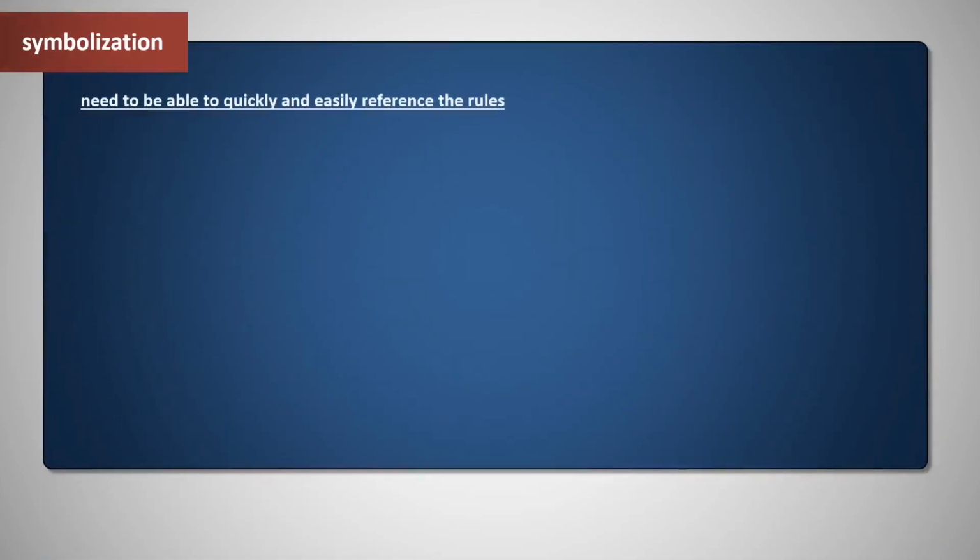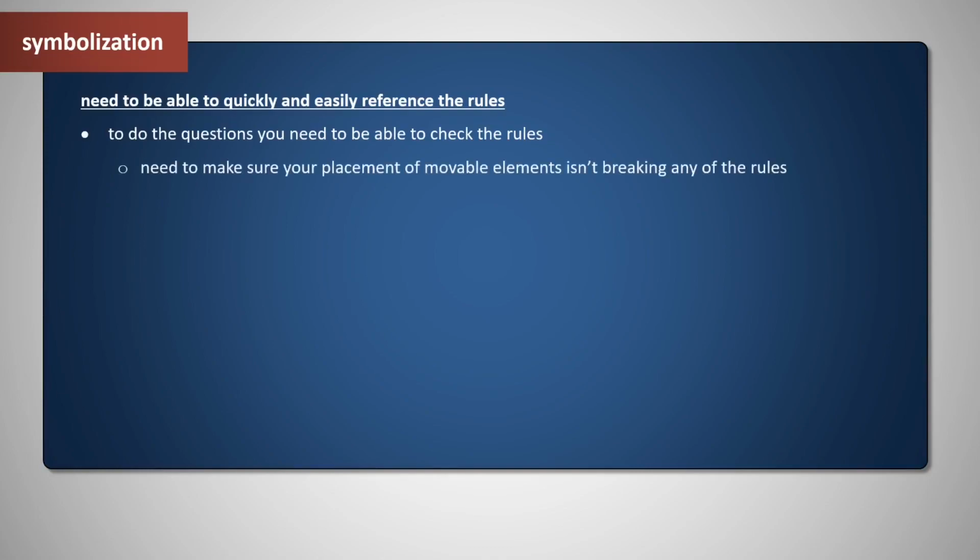Now, with respect to the symbolization, you need to be able to quickly and easily reference the rules. To do the questions, you need to be able to check the rules. You need to make sure that your placement of movable elements isn't breaking any of the rules. So when you're doing the question, you're doing a potential diagram to test an answer choice, you're making a diagram, and you need to make sure that what you're putting in there isn't breaking any of the rules. That's why you need to be able to quickly and easily reference the rules.